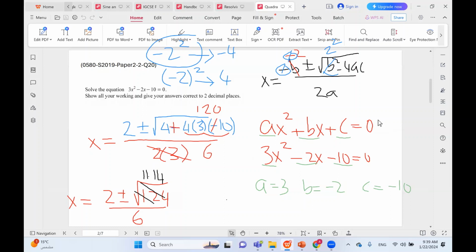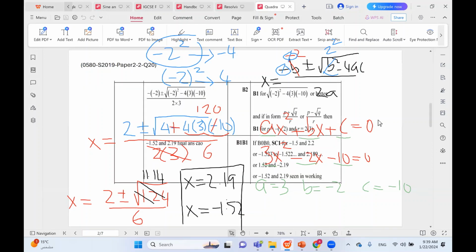So I will draw a box here for the final answer, and I will just use the calculator to figure this out. So 2 plus 11.14 divided by 6 gives me 2.19. And 2 minus 11.14 divided by 6 gives us negative 1.52. Let's check if our answers are correct. Yes, they are. You can see here negative 1.52 and 2.19 are correct.